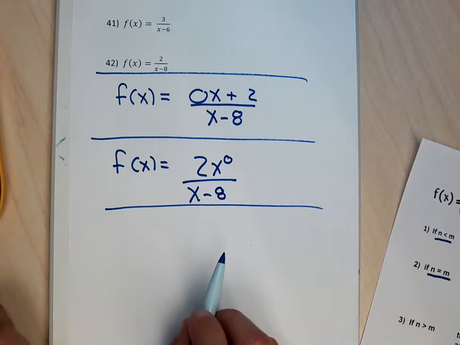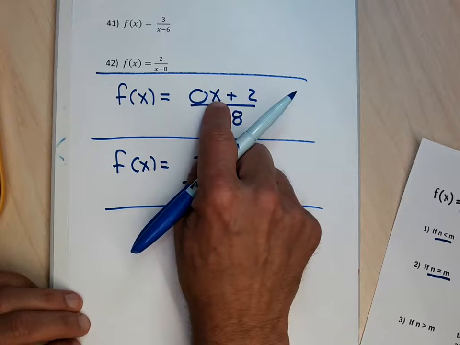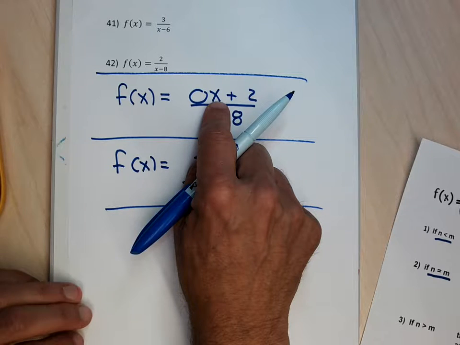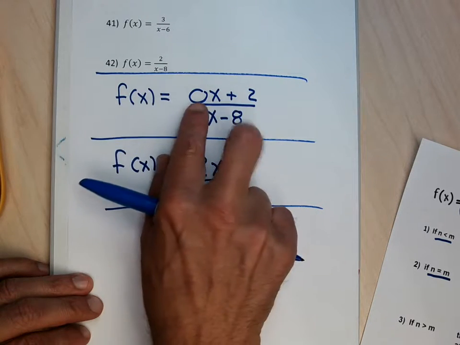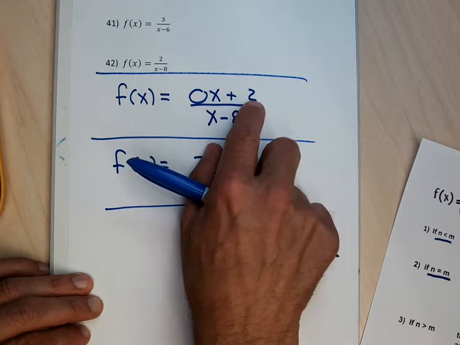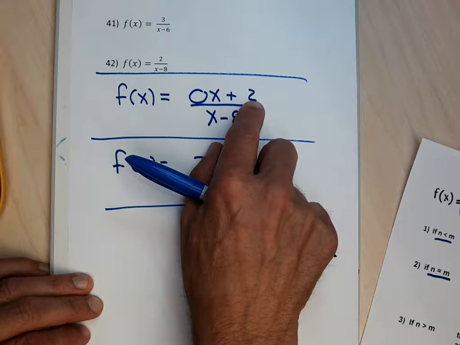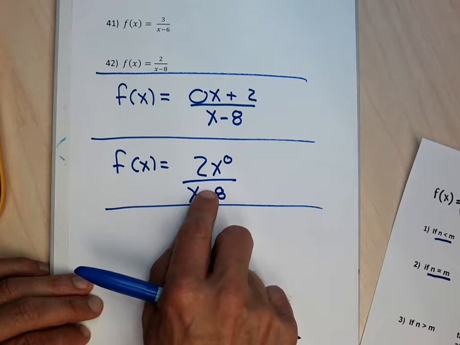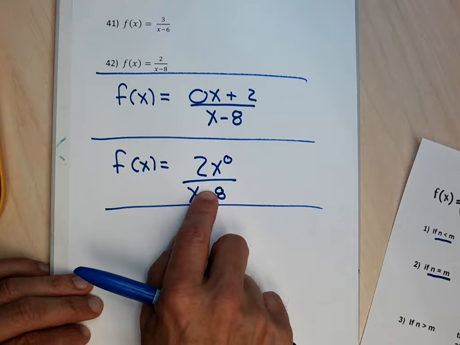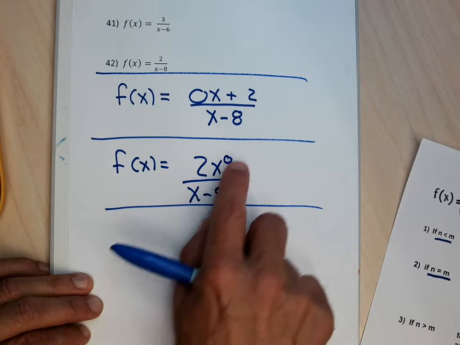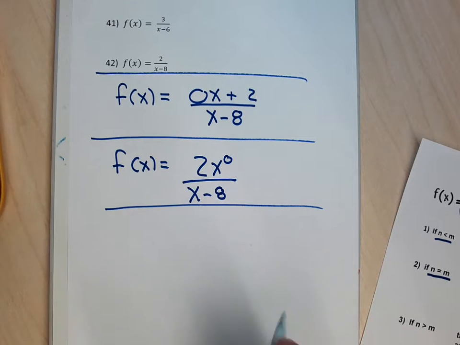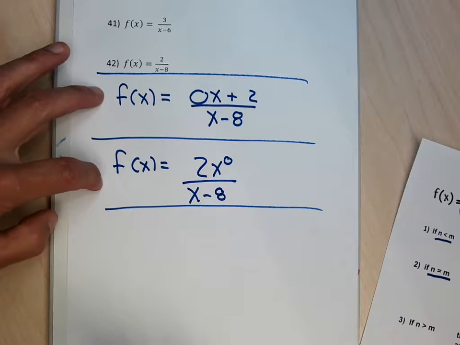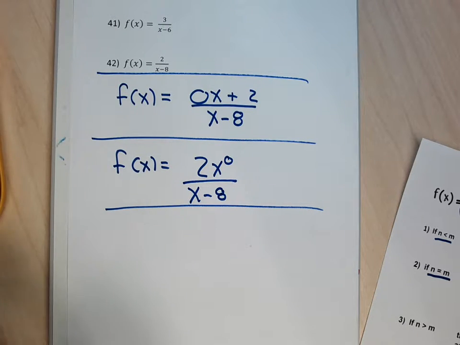You could give it an x term of 0x to the first, and that would simplify to 2 over x minus 8, because 0x is 0, and that would leave me with a 2 if you simplified that. Or you can make it 2x to the 0 over x minus 8 when you reimagine the numerator with an x, because x to the 0 is 1. This would mean 2 times 1 over x minus 8, which is 2 over x minus 8. Each one of these would give me the same horizontal asymptote.